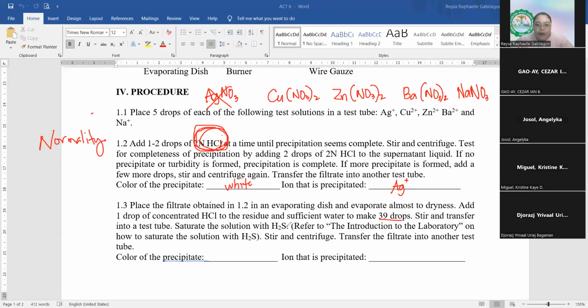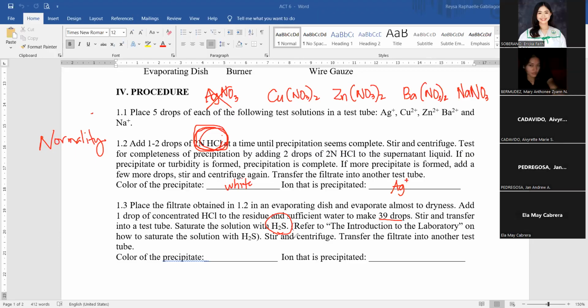And then our second reagent was H2S, hydrogen sulfide. This time, which ion precipitated? Yes, Janelle. Copper, ma'am. Copper. Okay, so this is copper here. What color is it? Yes, Erica. Black, ma'am. Okay, it's black.